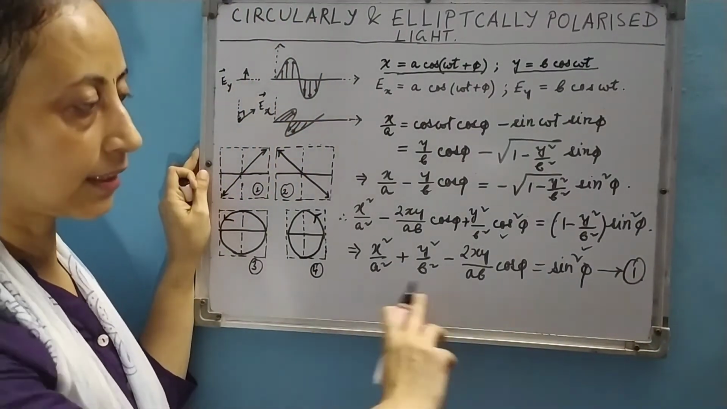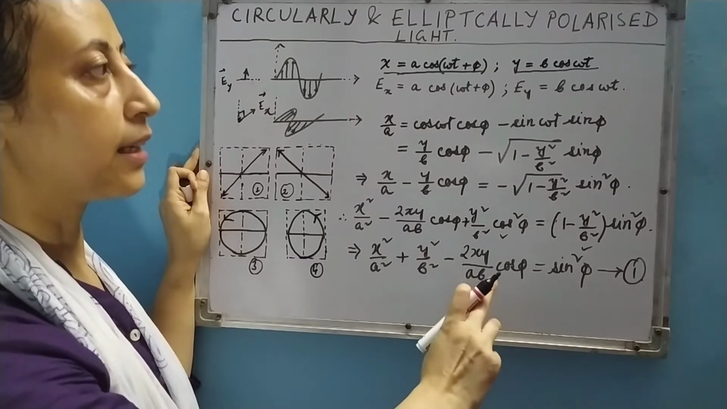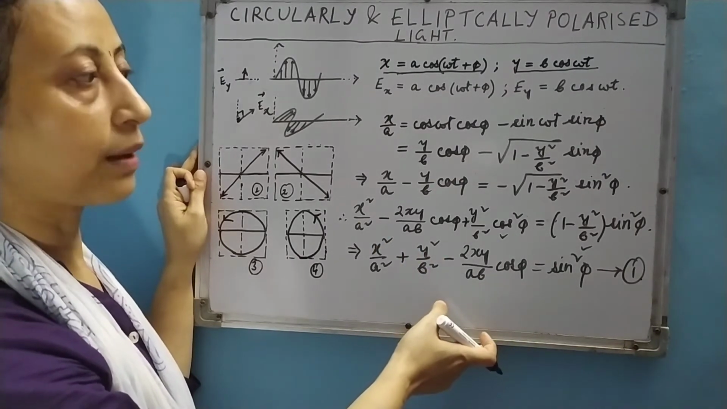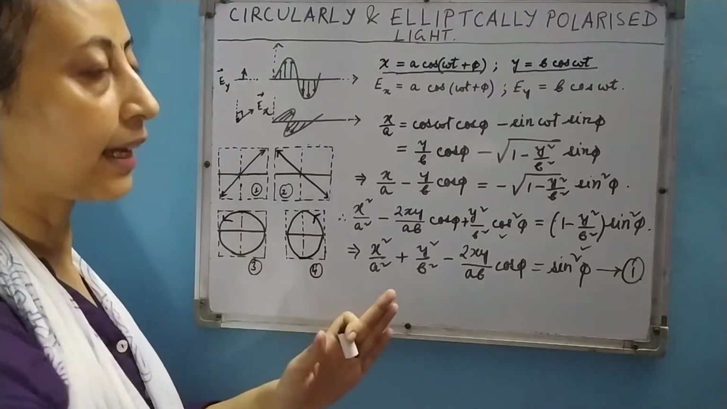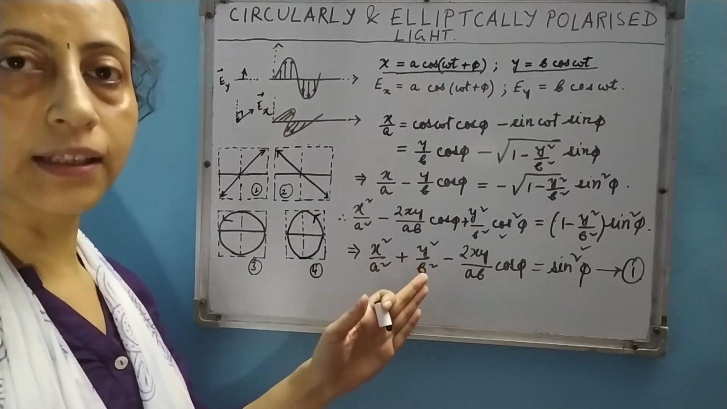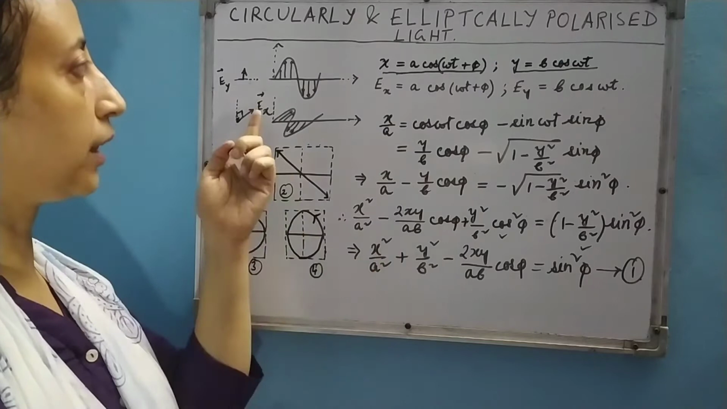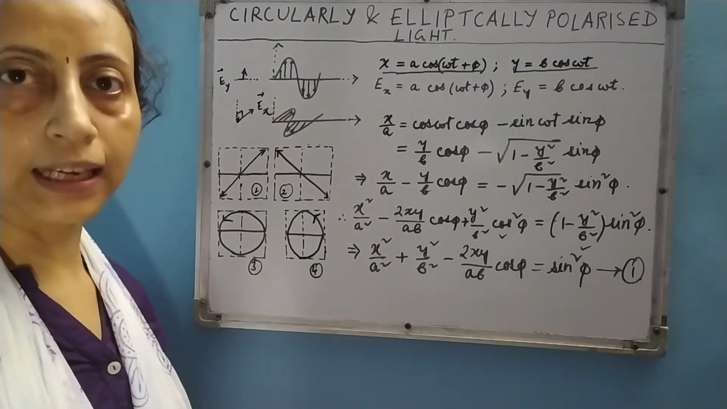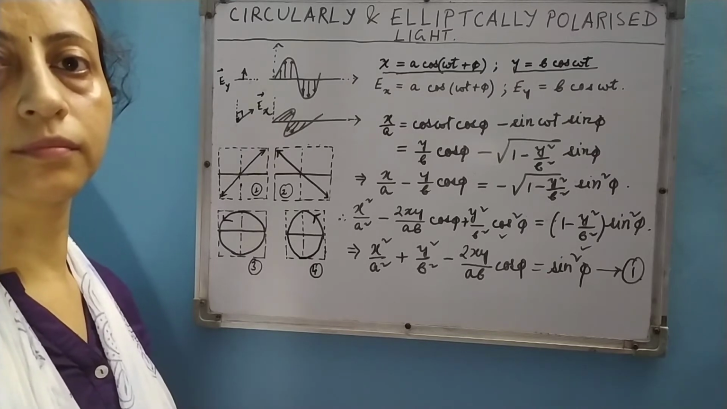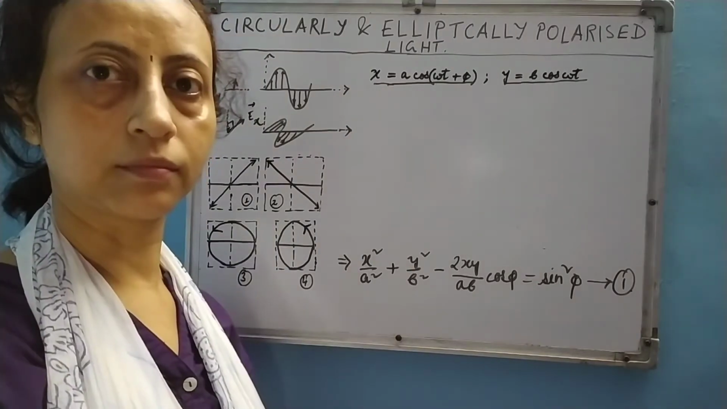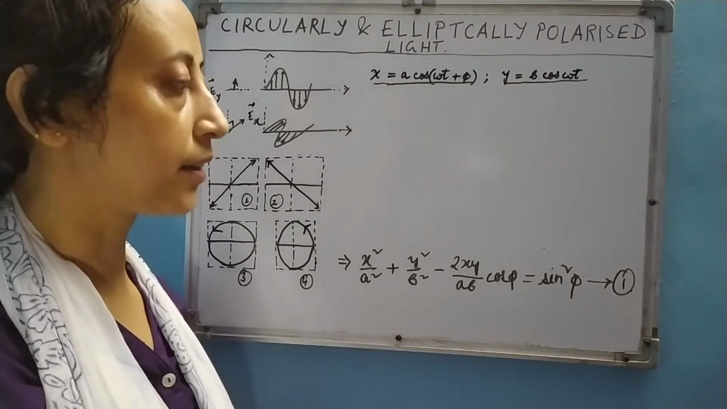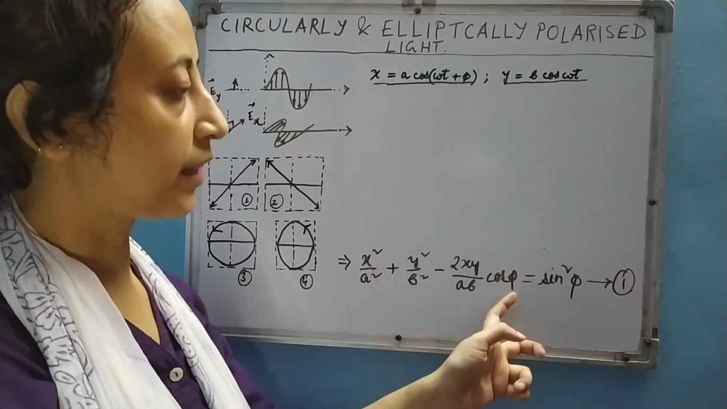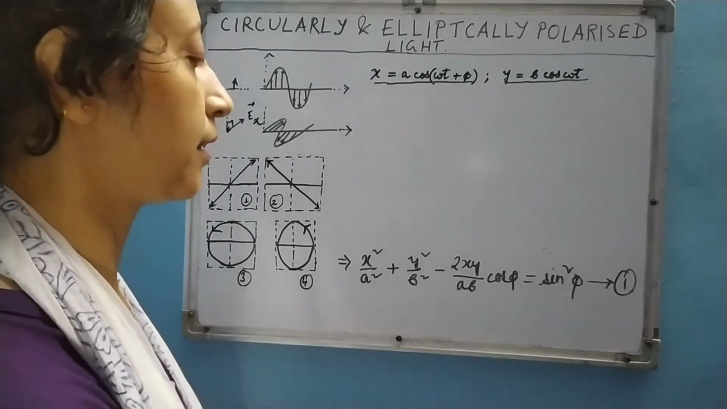Okay, so this is the equation which gives us the status of the superposition of the two vibrations. Okay, so it will tell you what will be the resultant due to the superposition of these two perpendicular plane polarized light. Alright. So now let us understand for different values of the phase difference phi what we will get.